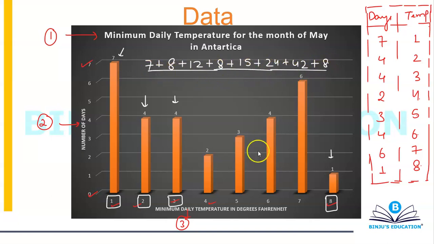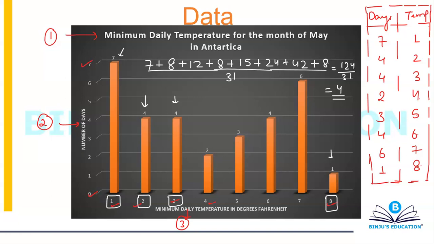Let's calculate the number of days also. 7, 4, 11, 4, 15. 15 and 5, 20. 20 and 10, 30. 30 and 1 is 31. So let's add these numbers also. 7 and 8, 15. 15 and 12, 27. 27 and 8 is 35. 35 and 15 is 50. 50 and 24 is 74. 74 and 50 is 124. This is 124 by 31, which will be equal to 4. So this is your mean or average daily temperature for the month of May.